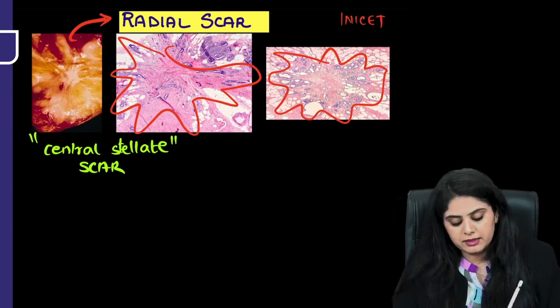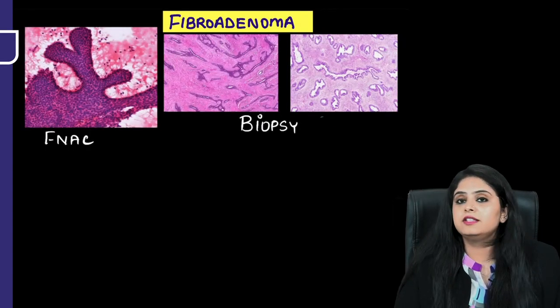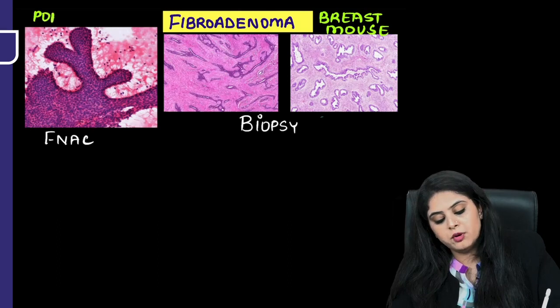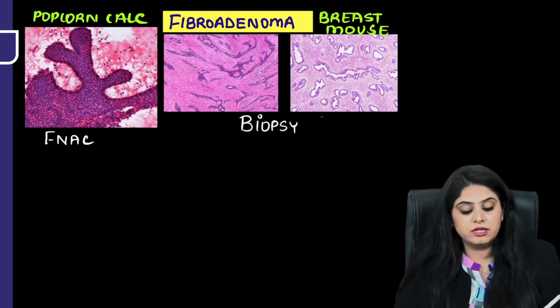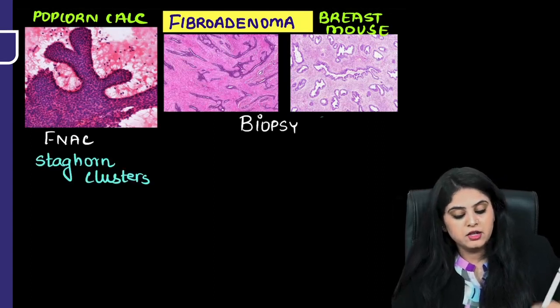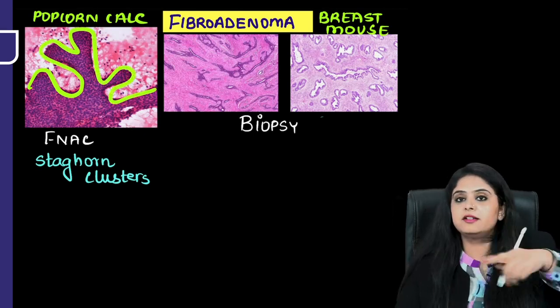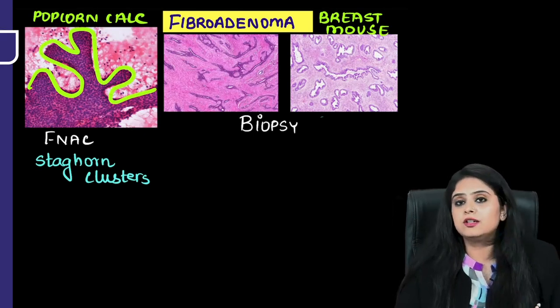The first tumor that I'm going to start off with is everyone's favorite fibroadenoma, which the radiologist is going to call to you as a breast mouse. And one more thing the radiologist is going to mention, that is popcorn calcification. I will tell you what a pathologist is going to tell you. So when an FNAC is done, you will realize that we see all these staghorn appearance. All the cells are arranged like the horns of a deer. Staghorn clusters are seen on FNAC of fibroadenoma.